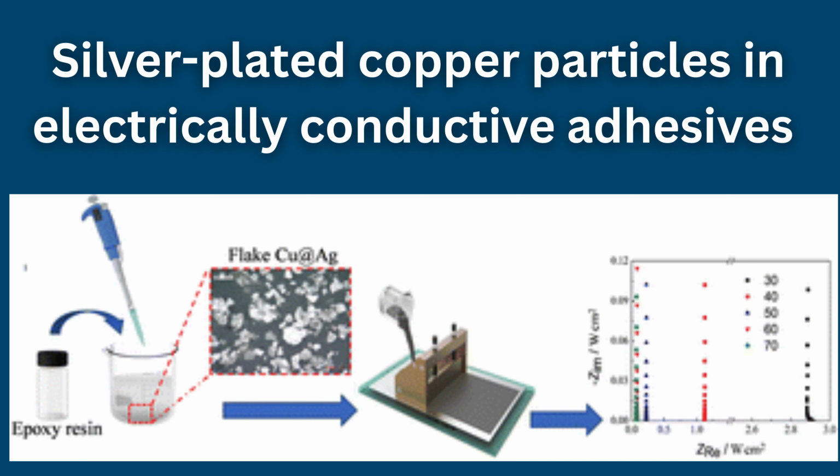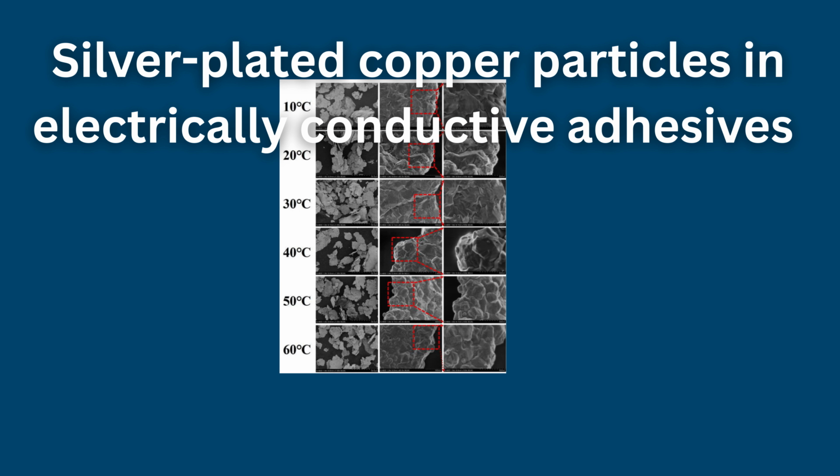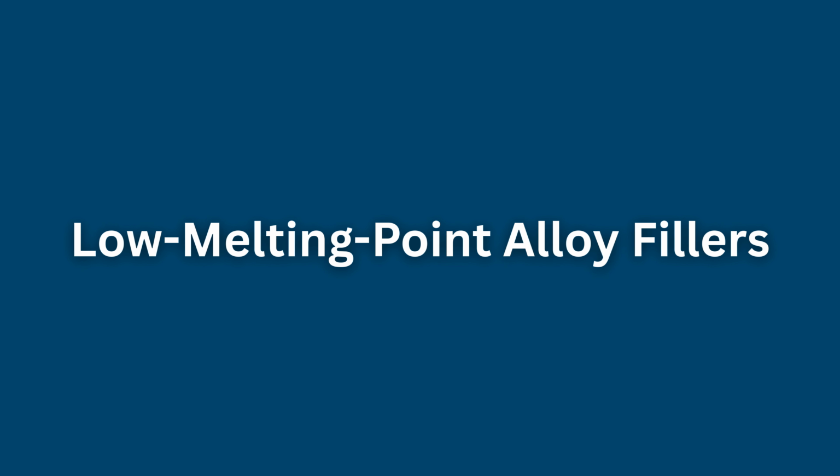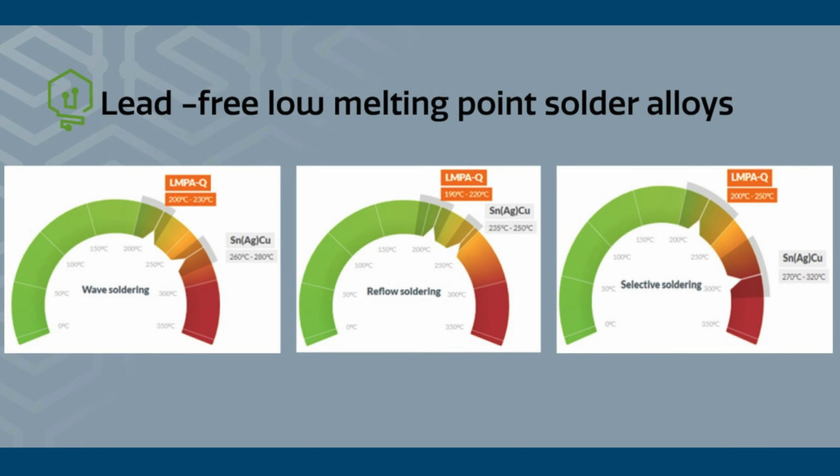For ECAs containing approximately 23.5 volume% silver-coated copper particles, curing at higher temperatures produces lower electrical resistivity. Adhesives cured at 110 degrees Celsius may show resistivity values 5 times higher than those cured at 200 degrees Celsius. Low melting point alloy fillers. Electrical conductivity can also be improved by incorporating transient liquid phase sintering fillers.